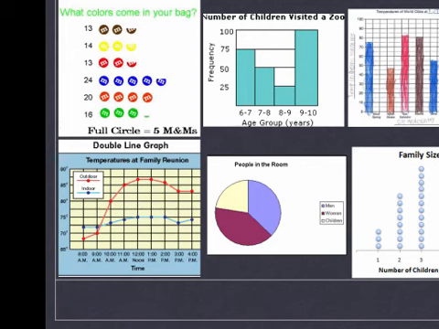Here are 6 examples of visual displays of data that you are probably familiar with. We see pictographs, histograms, bar charts, a double line graph, a pie graph, and also a dot plot. We're going to go through each of those individually in just a minute or so. But notice that all of these are functional in the sense that they do communicate data in a picture form.